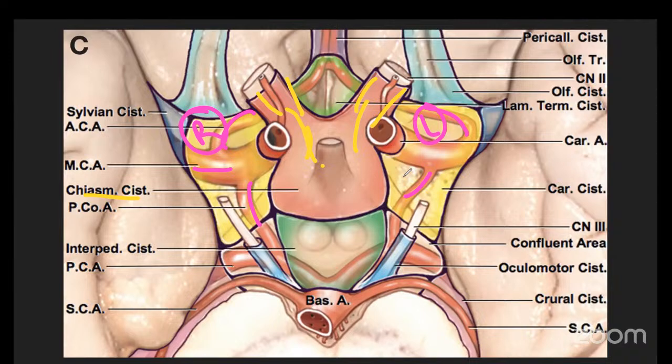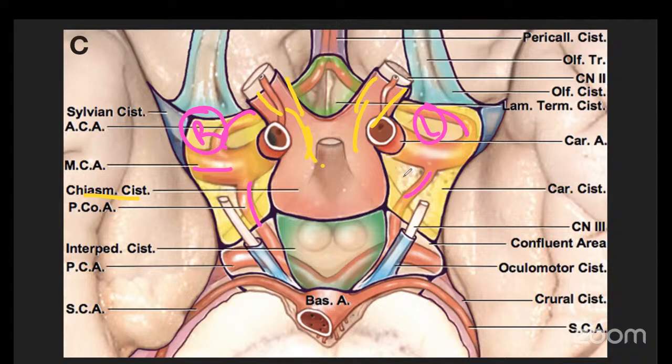Yes. All the structures are the same. The only thing that is different is you are seeing their arachnoidal coverings and the CSF filled within them. So now you're seeing the cisternal spaces. All the structures that we previously did, they are the same here, right?